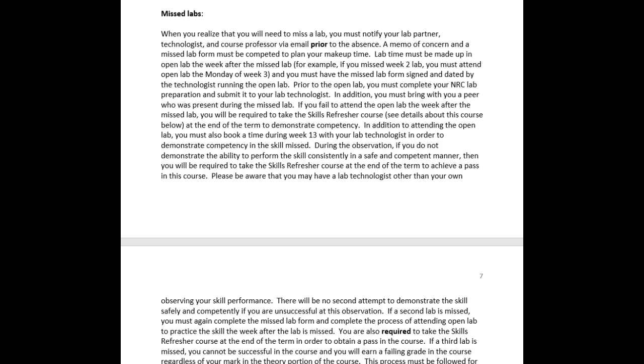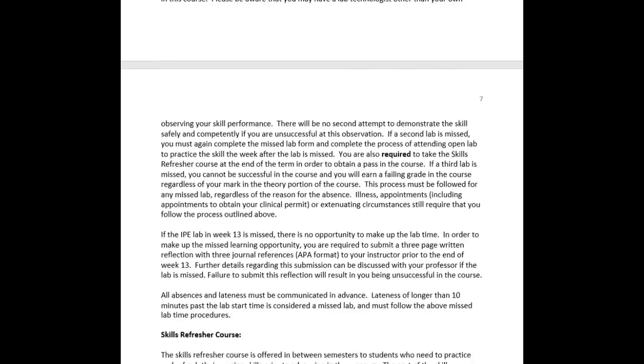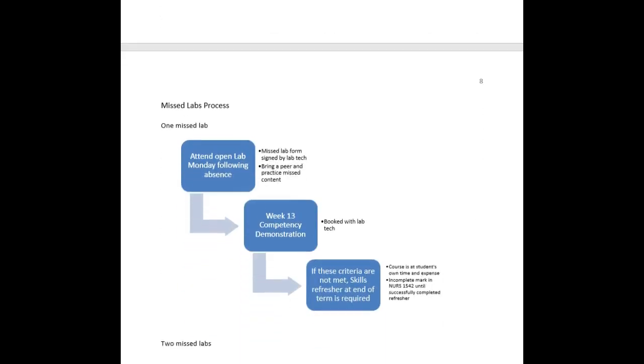of missing a lab. When you miss a lab, you need to notify your lab instructor as well as myself. You're going to need to then attend the open lab that happens the following Monday. So your labs are on Thursday, which means you would need to come prepared with a peer to practice the skill the following Monday at open lab. If you then miss a lab as well, you will also be required to attend a day in week 13 to demonstrate the competency of the skills that you missed in the missed lab.